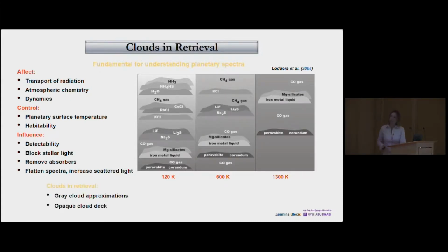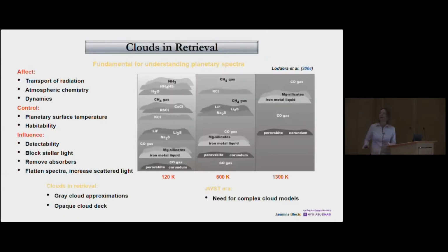Until very recently, clouds have been introduced into retrieval in a very simple way. We used gray cloud approximations or opaque cloud decks. The reason for that is, one, the computationally intensive framework doesn't allow more free parameters, and it introduces a high computational penalty. But the other reason is also that the current data that we have available are not of good quality, so we cannot actually distinguish between the more complex cloud models and the simple ones.